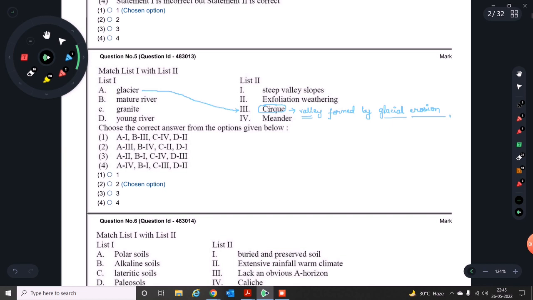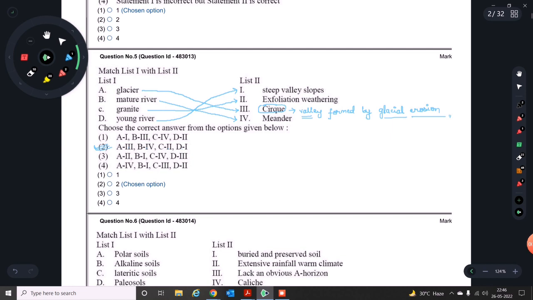Then we have mature river. Mature river is basically related to meander. We'll again discuss meander here. Granite is related to exfoliation weathering, and young river is related to steep valley slopes. So let's see, A3, B4, C2 and D1. So option 2 is the correct option.